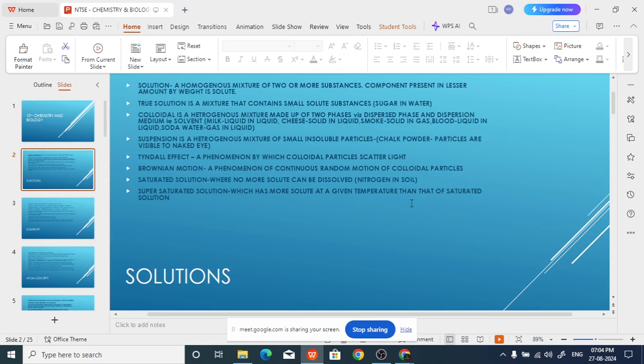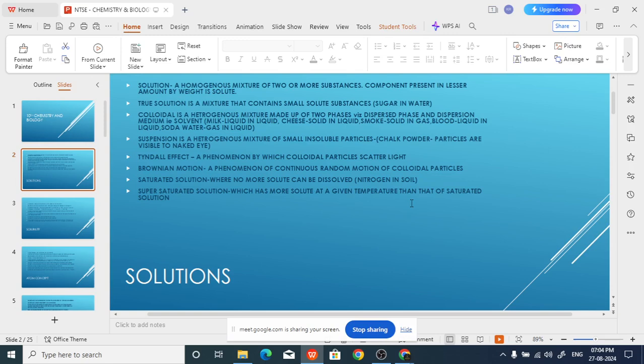So when you talk about a colloidal mixture, you have to say whether it's solid in liquid, solid in gas, liquid in liquid, liquid in gas or gas in liquid. You should be able to define that particular thing.